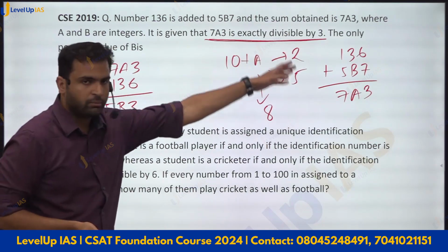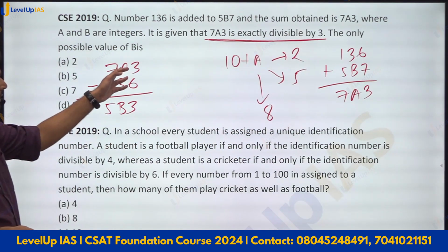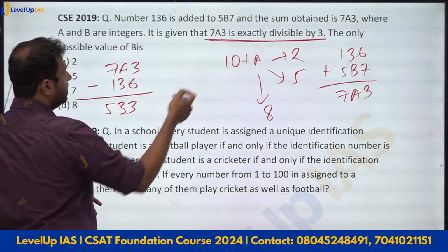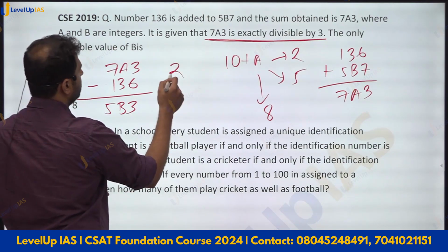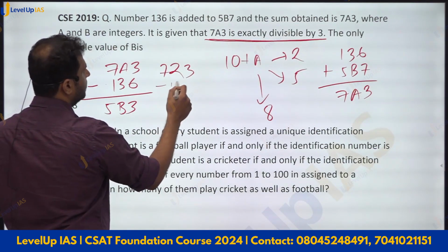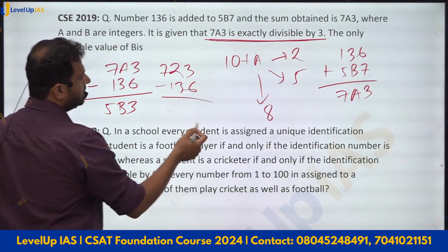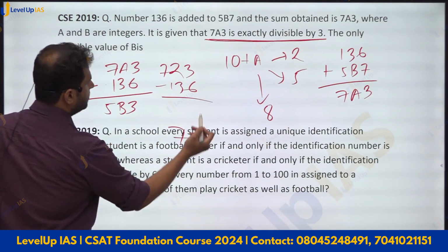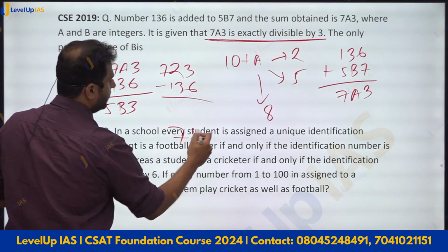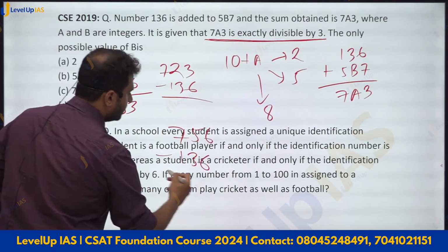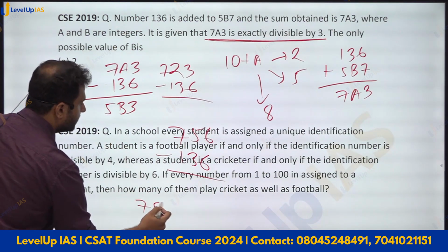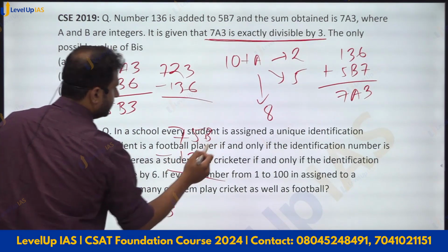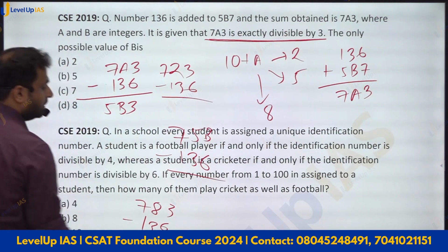Because we are aware of what a is, we start our operation using that, and there are only 3 possibilities. Let us just manually find out. We have 723 minus 136, that is possibility number 1. Second is 753 minus 136, and third is 783 minus 136. This is possibility number 3.